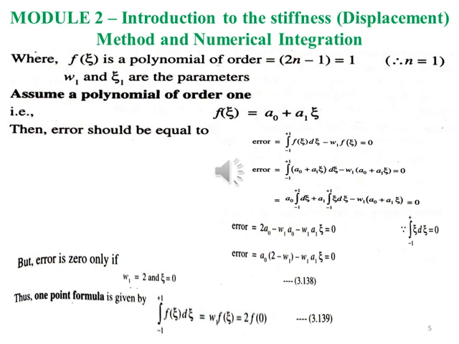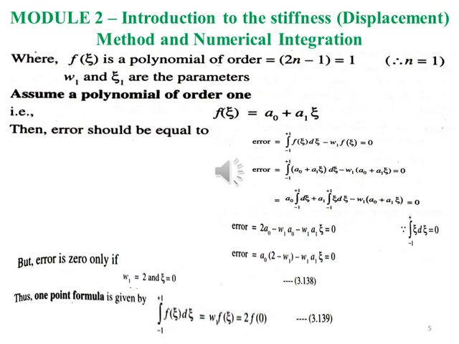So the error will be equal to 2 a0 minus w1 a0 minus w1 a1 z equal to 0, because when we are integrating z from minus 1 to plus 1, the answer is 0. Hence the error is equal to a0 into (2 minus w1) minus w1 a1 z equals 0. But the error is 0 only and only if w1 is equal to 2 and z is equal to 0.